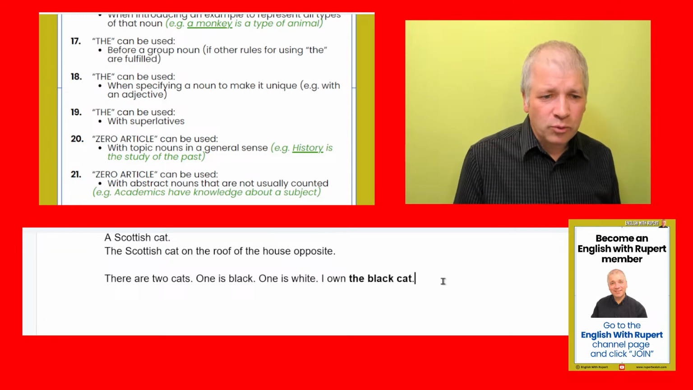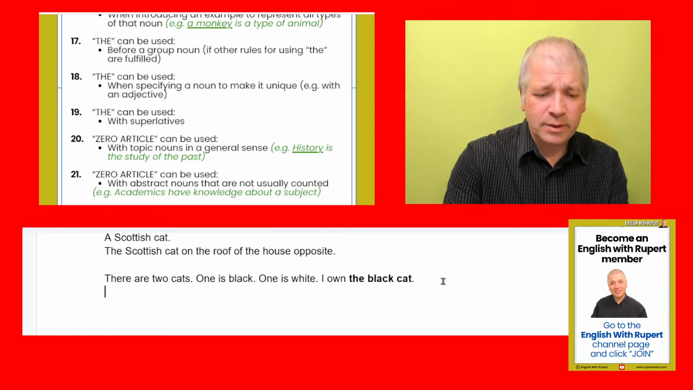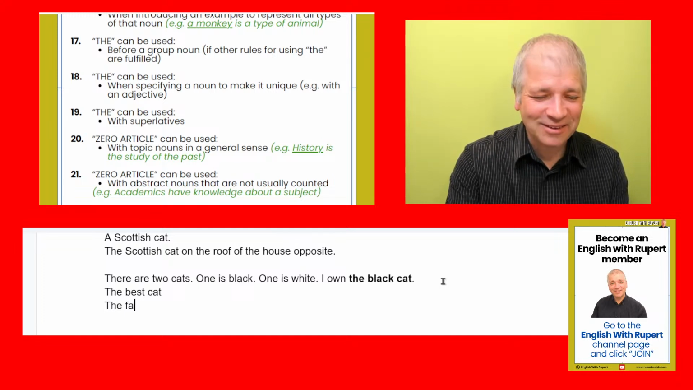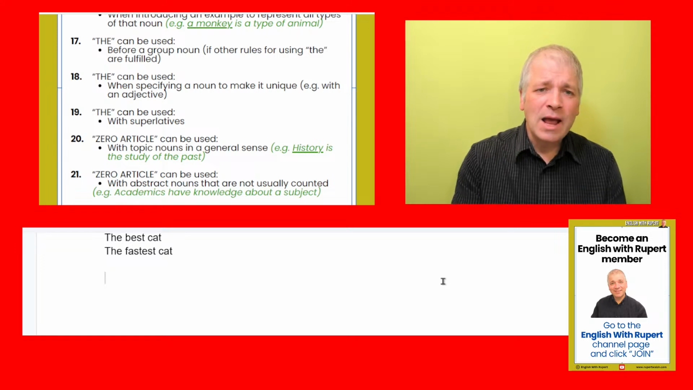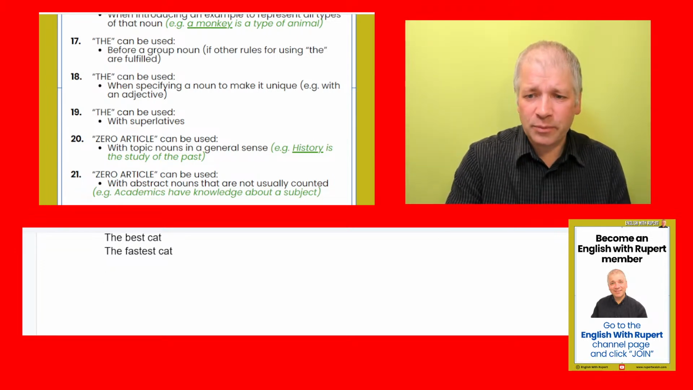So that's rule 18. 19 is fairly well known. The can be used with superlatives. The best cat. The fastest. Or fattest cat could be. The fattest cat. So superlatives also create that idea of having one of something.